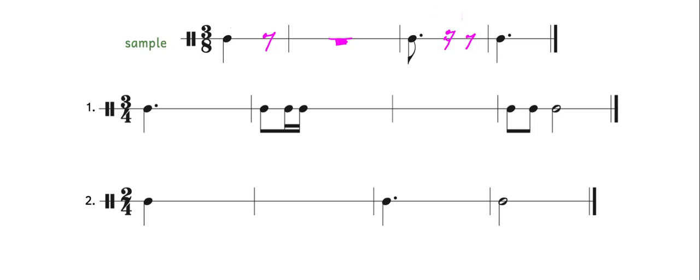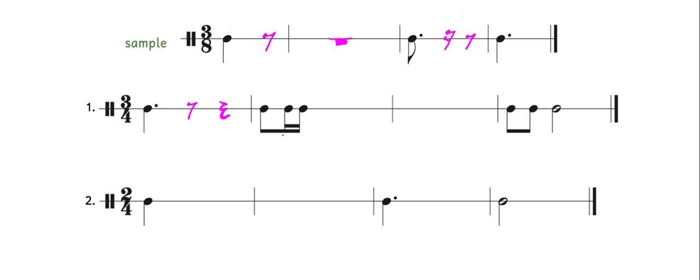Okay, number 1 is in 3/4, meaning there are 3 quarter notes per measure. The quarter note is equal to a quarter note, and the dot is equal to an eighth note. So the other half of that eighth note is going to be an eighth rest. So that's 1 beat for the quarter, 2 beats for the 2 eighths, and now I'm going to need 1 quarter rest to fill the measure.